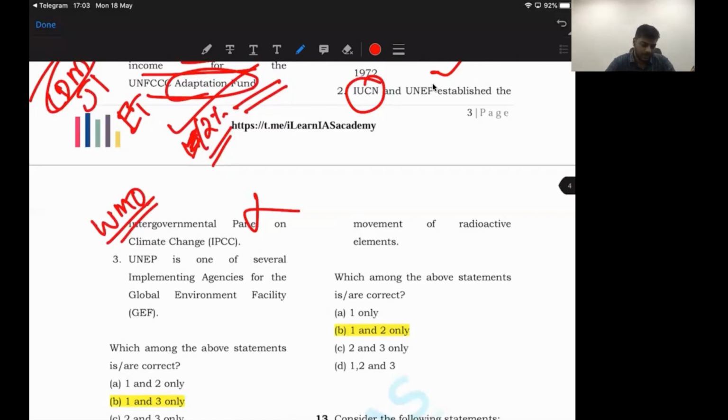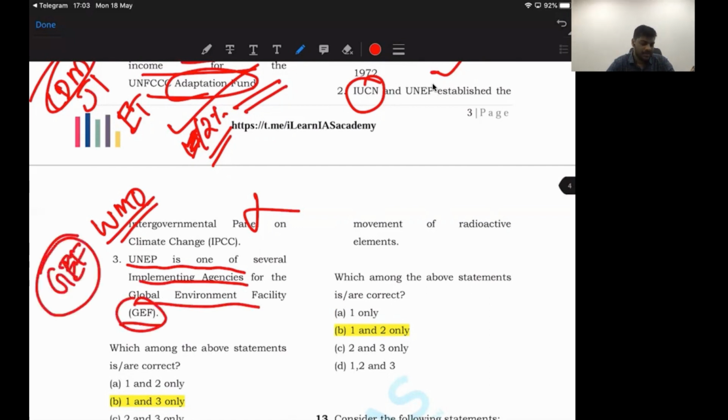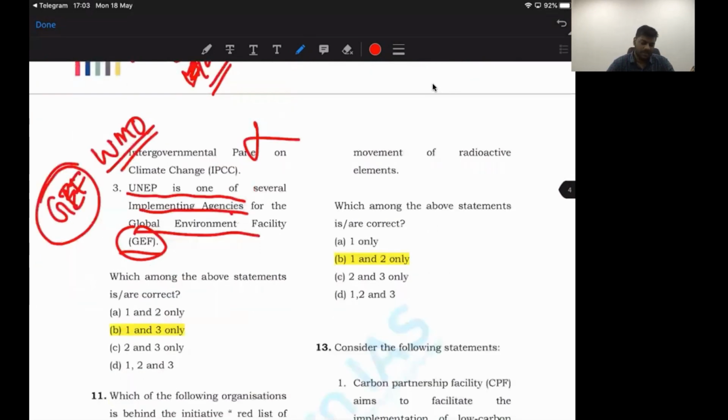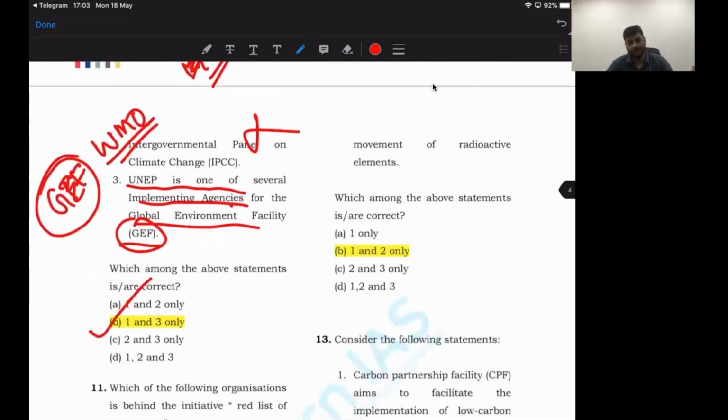Then the third one, UNEP is one of the several implementing agencies for the Global Environment Facility. Again, regarding GEF, we have seen that. So please refer to GEF in detail. GEF is a financing facility. It will arrange environment finances for developing countries and economies in transition. And UNEP is one of the implementing agencies to facilitate funds. So these are all fundamentals. Both 1 and 3 are correct.